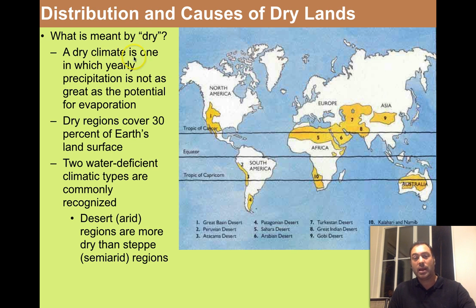Well, a dry climate is one in which yearly precipitation is not as great as the potential for evaporation. In other words, it's easier to dry things out than it is to rain things in. Right? It's kind of the opposite of a rainforest. It's really hard to dry things in a rainforest, but it's really easy to rain on it. So you get the idea. It's kind of the flip side of this. Dry regions cover 30% of our surface.